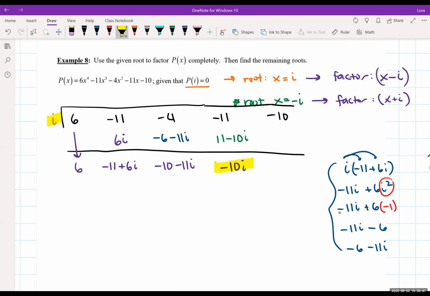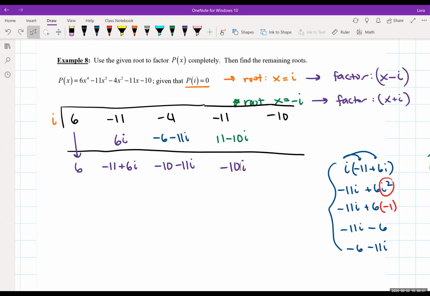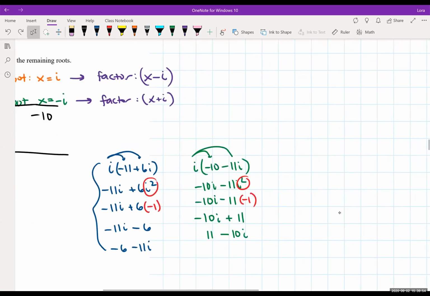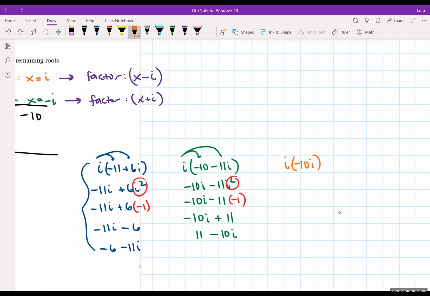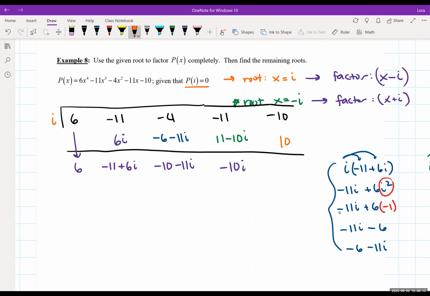And this you could do mentally if you'd like. I'll just write it off to the side to make sure. I have i times -10i. So that leaves me with -10i squared. But what's happening with i squared, as we know, it turns into -1. So if we have -10 times -1, we actually have a positive 10. So we can write that result over here. And then look what happens when we add vertically. This is supposed to happen. Guess what? That's the remainder of 0.